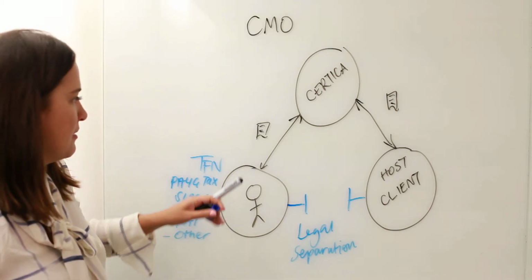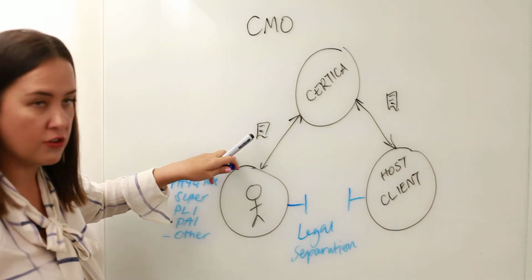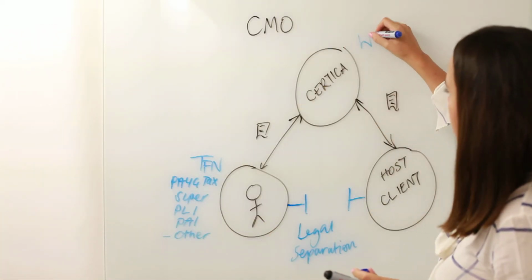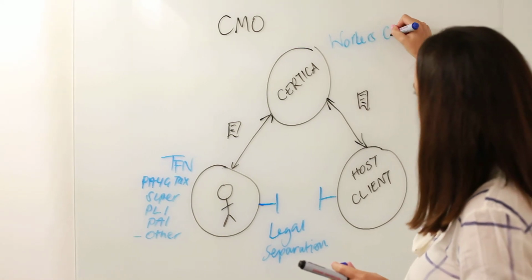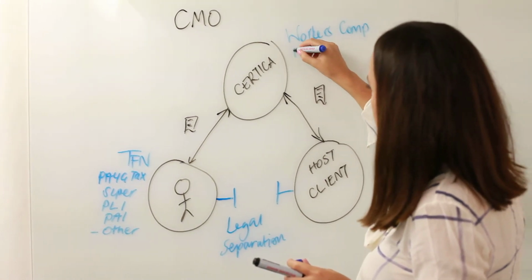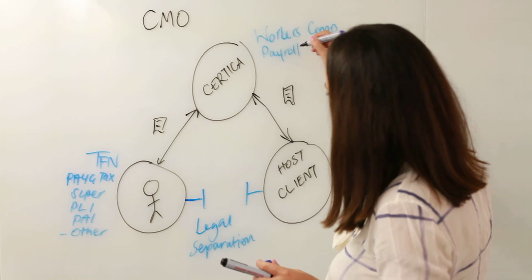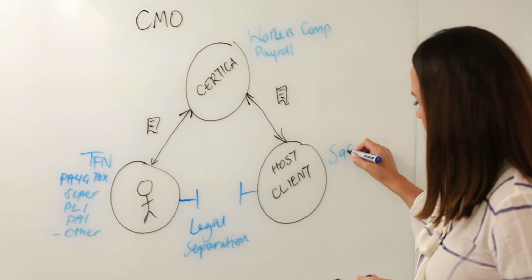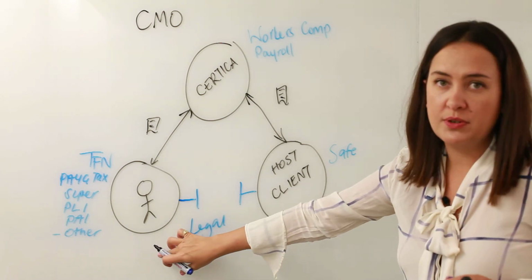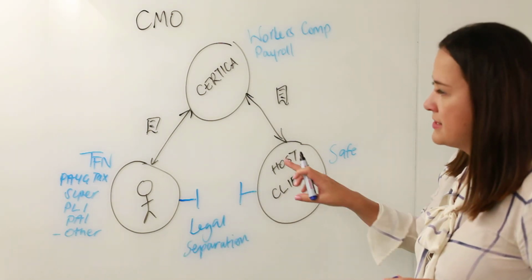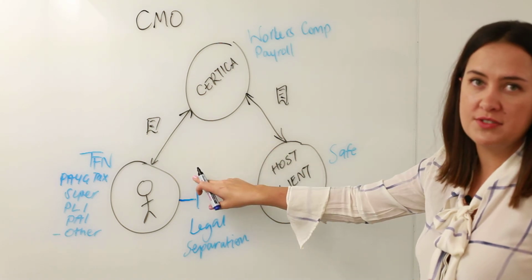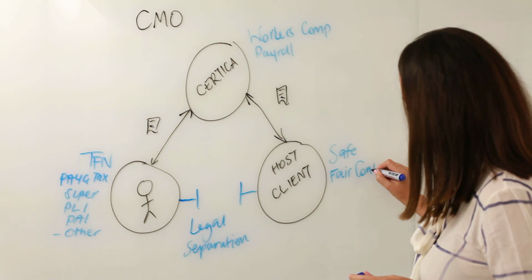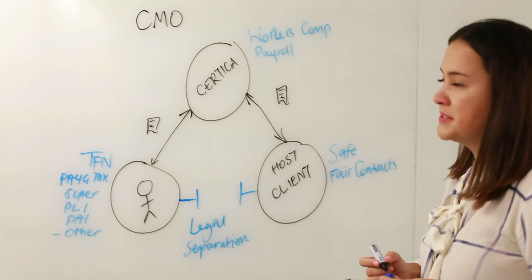The other part of this equation when Certica engages the individuals is that Certica has an obligation to ensure that there is valid workers' compensation insurance and that payroll tax is paid. The host client under this arrangement agrees to provide a safe workplace for the individual, and they agree to the fair rates and fair working conditions that Certica offers to the individual. So fair contracts. And that's how the CMO model works.